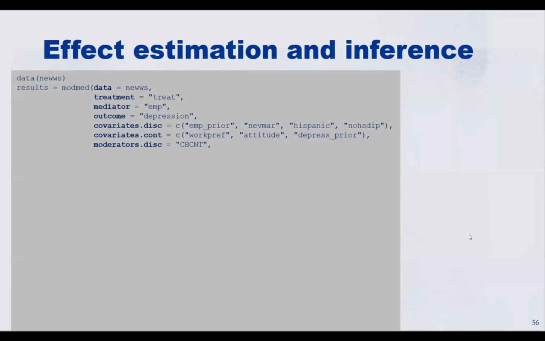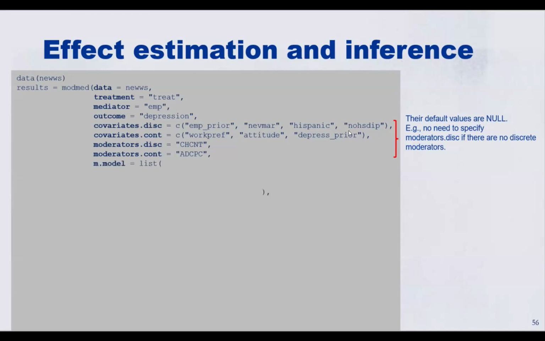And then similarly, you tell the program what the discrete moderator names are and what the continuous moderator names are. Here we only have one discrete moderator and one continuous moderator, but if you have a vector of discrete moderators or continuous moderators, then you have to write them as a vector, c parentheses, as shown here. For these arguments, covariates.disc, covariates.cont, moderators.disc and moderators.cont, the default values are NULL. So there's no need to specify moderators.disc if there are no discrete moderators.